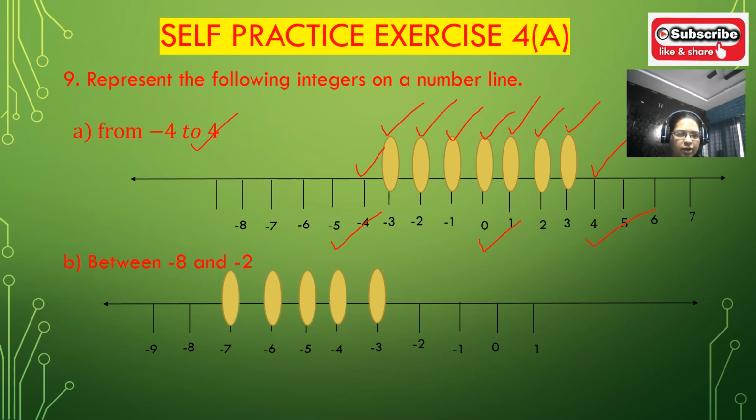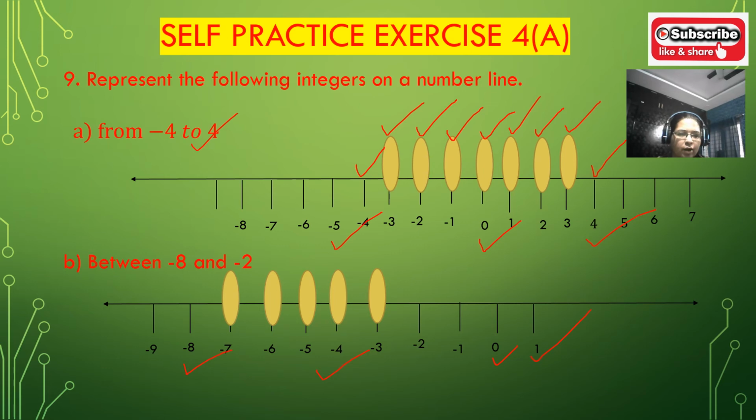B. Between minus 8 and minus 2. Represent the integers between minus 8 and minus 2. Middle line is 0, and from 0 to the right hand side are positive integers, and from 0 to the left hand side are negative integers. Represent from 0: minus 1, minus 2, minus 3, minus 4, minus 5, minus 6, minus 7, minus 8, minus 9. Represented these negative integers on the number line.